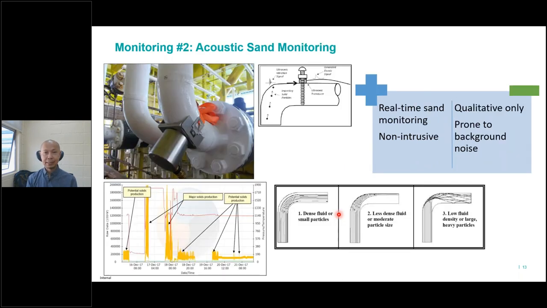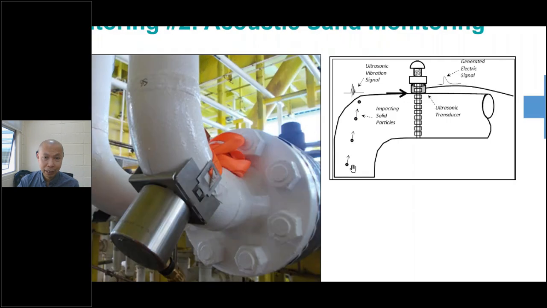The second method is easy to apply because it's non-intrusive. So you can basically attach this acoustic device anywhere. Normally we attach it on the first elbow because, if you look here, we rely on the sand particle impingement to the pipeline wall. Whenever it hits the wall, it will create a signal, noise basically, and this acoustic device will capture that. Okay, this sounds easy and practical, right?